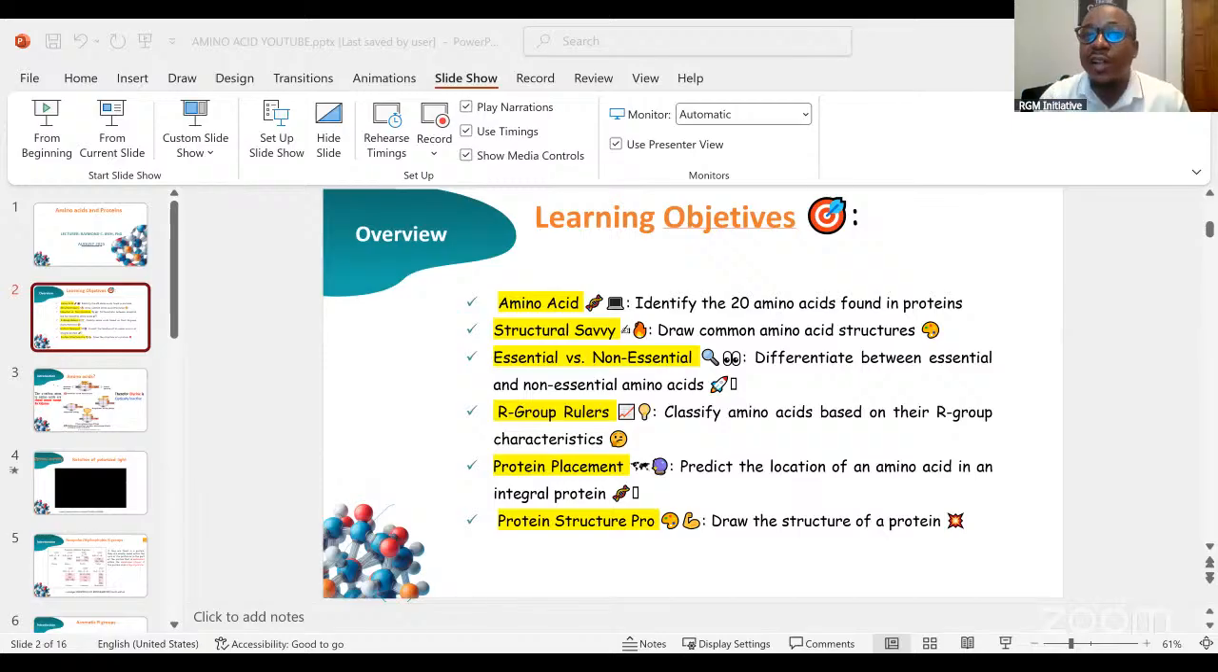So at the end of this lecture, you guys will be able to draw the structure of a protein irrespective of the chain length.